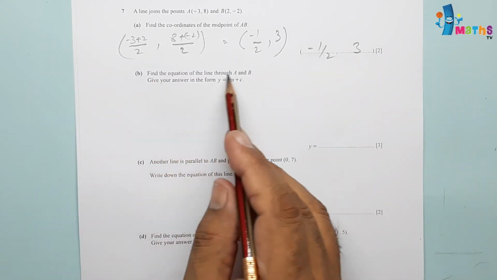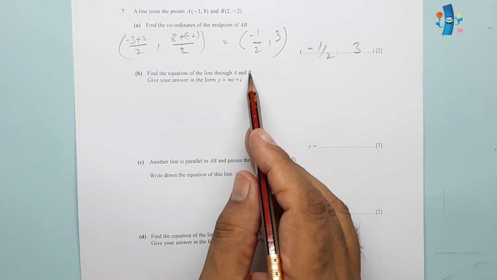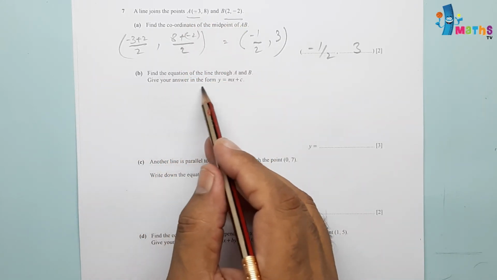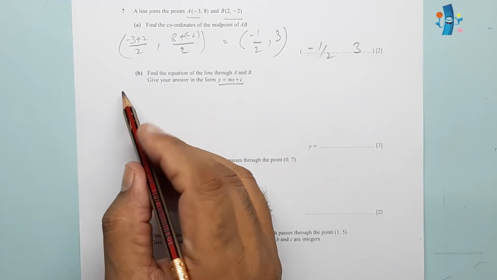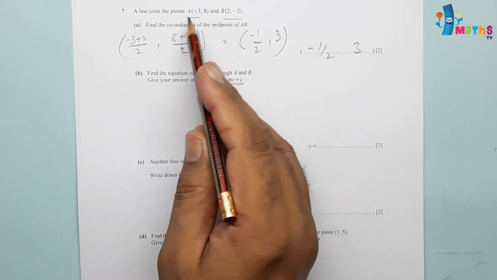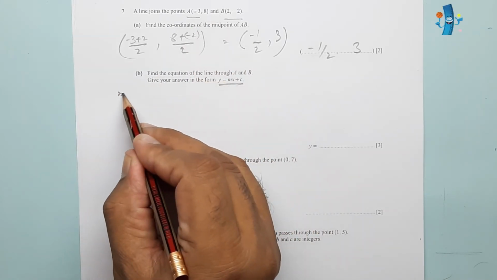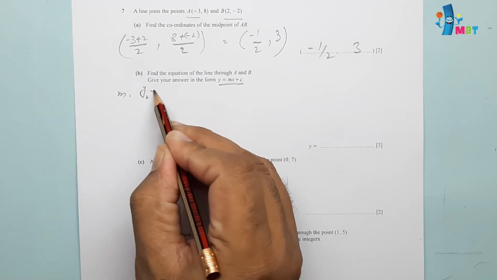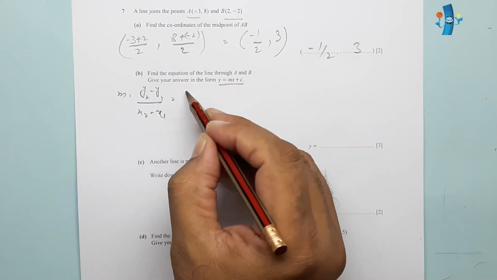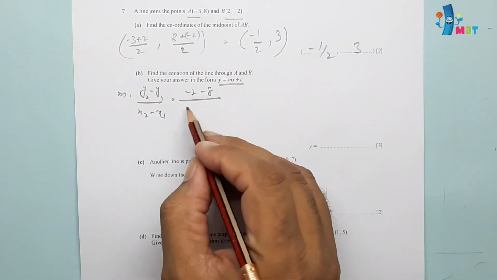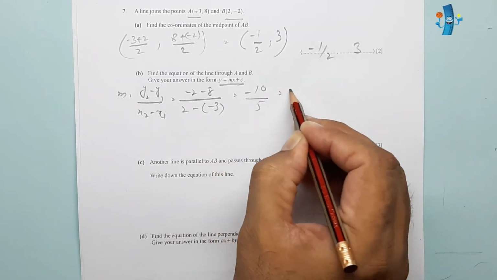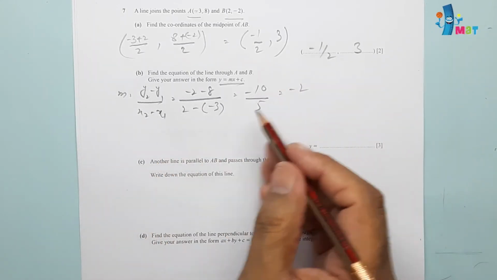B part, find the equation of the line through A and B. A and B are these 2 points, and give your answer in the form y is equal to mx plus c, which is the equation of a line in slope intercept form. We need the slope for that. So m will be equal to y2 minus y1 over x2 minus x1. We'll apply on this one. So minus 2 minus 8 over 2 minus minus 3, this will be equal to minus 10 over 5, which is equal to minus 2. So slope or gradient is minus 2.